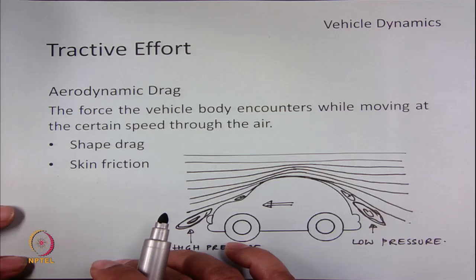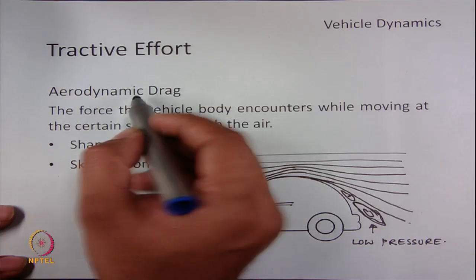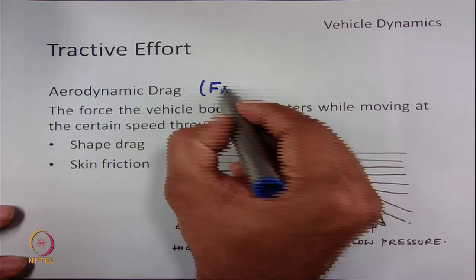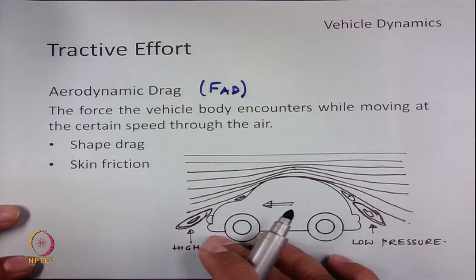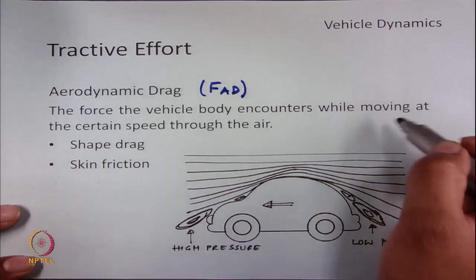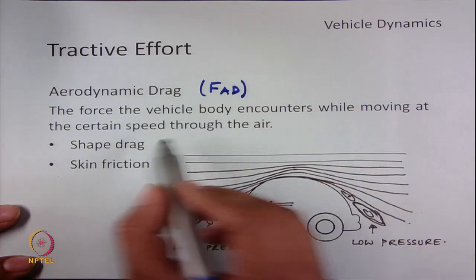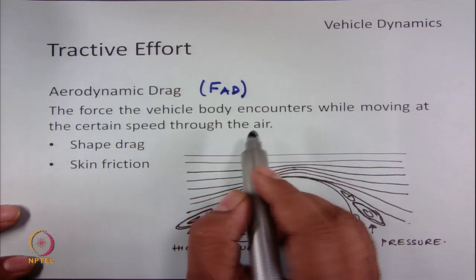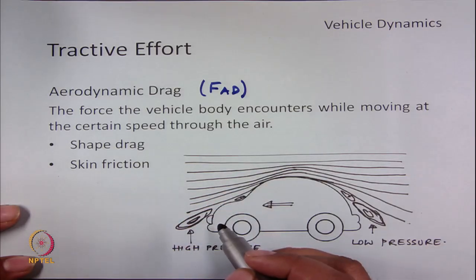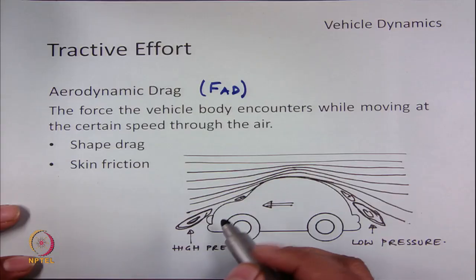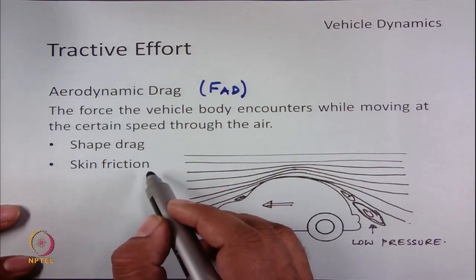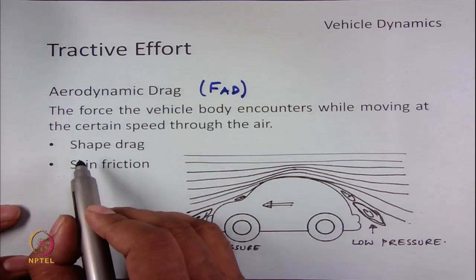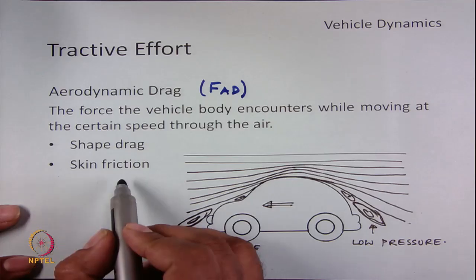So, let us try to understand the first type of resistive force, which is known as aerodynamic drag, or we are terming it F_AD. So, this is the force which the vehicle body encounters when the vehicle is moving at a certain speed through the air. So, this is the friction due to air. The air drag is because of two types of drag forces. First is known as shape drag and second is known as skin friction.